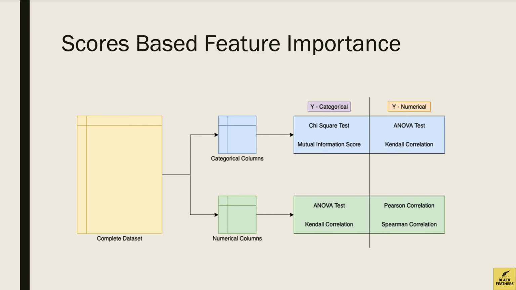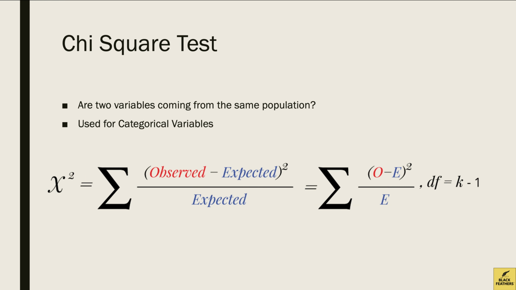Now, before moving on to the coding part, we will look at a brief introduction to all these methods, what they exactly mean and how they work in a nutshell. And then we will move on to the actual coding on a data set using Python. So first, let's talk about the chi-square test.